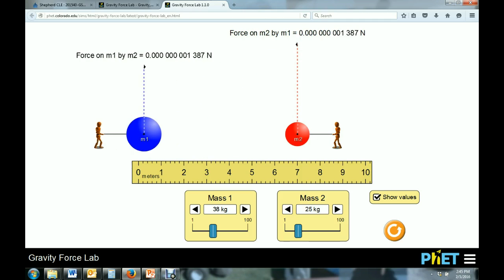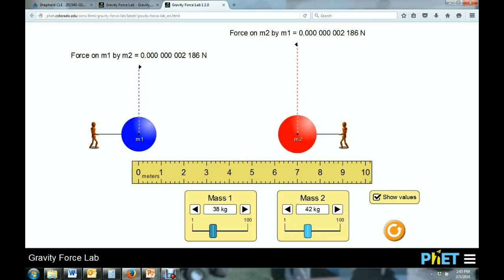So I'm going to put this guy back over here, say at 0. And now the question is, what happens if I double a mass? So if I take the 25 kilogram mass and make it a 50 kilogram mass, what will that do to our force? Currently our force is lots of zeros ending in 1301. If I double the mass and put it at 50, I have lots of zeros and ending at 2603. 2603 is roughly double 1301. My guess is there's some round off going on here, which is why it's not exactly double.